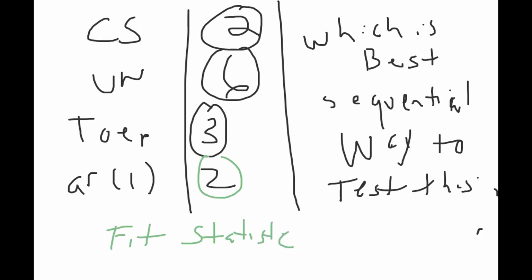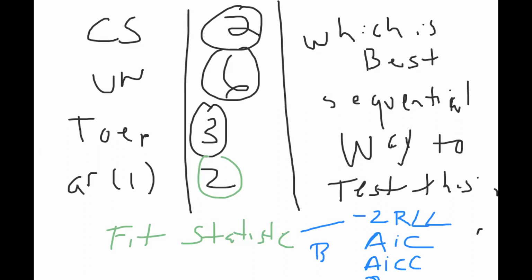We're going to see that PROC MIXED is going to kick out a bunch of them. One's going to be the -2 restricted log likelihood. One's going to be the AIC, the Akaike information criterion. One's going to be the AICC, and the other one's going to be, I'm running out of real estate here, the Bayesian information criterion. The AICC is the Akaike information criterion corrected for small sample sizes, which this one is, as you see.